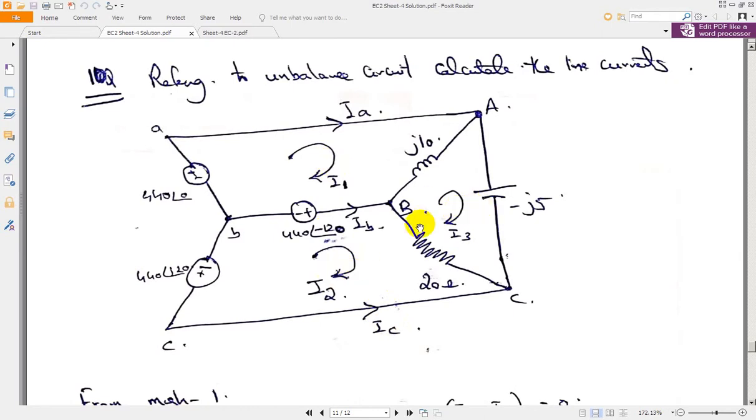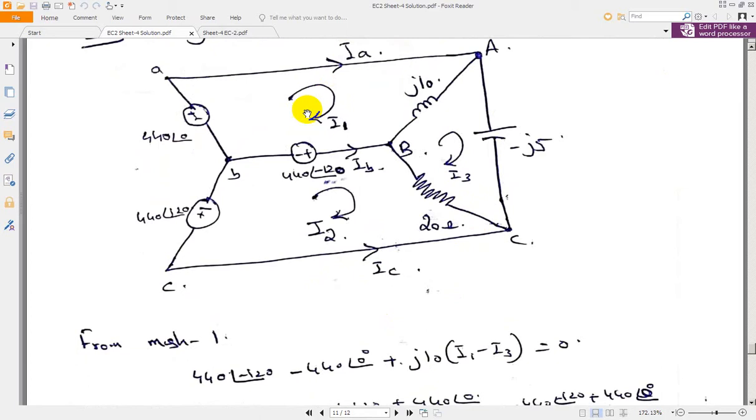To evaluate I1, I2, I3, first apply Kirchhoff's voltage law in mesh 1. Let us start with this supply voltage, with the direction given. It is plus 440 at an angle of 0, minus 440 at an angle of minus 120, and then we have J10. The voltage across this J10 plus these voltages is equal to 0. This is Kirchhoff's voltage law.